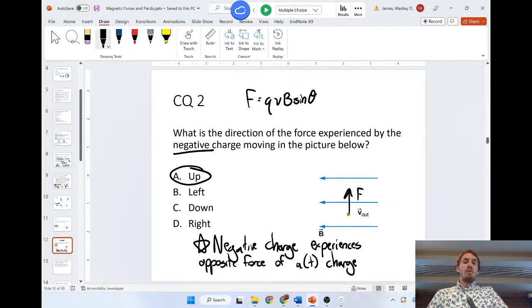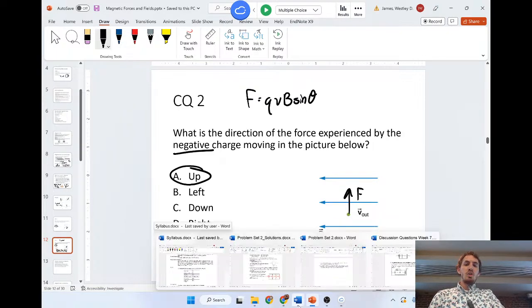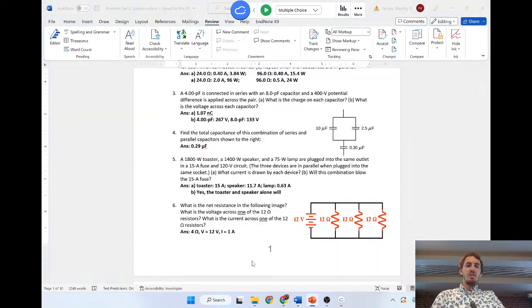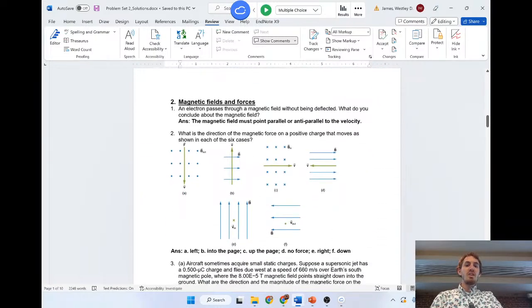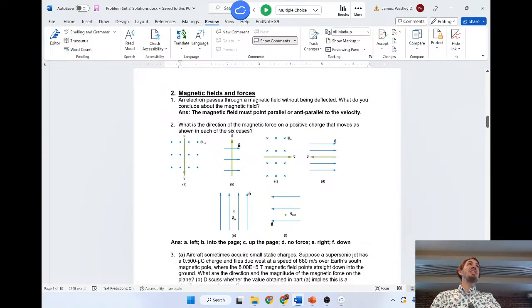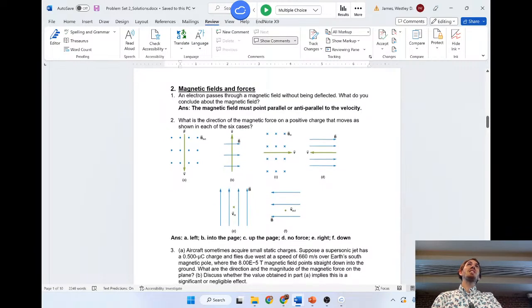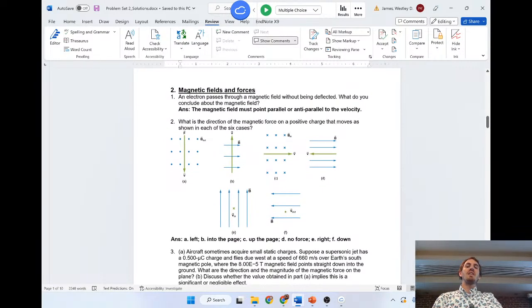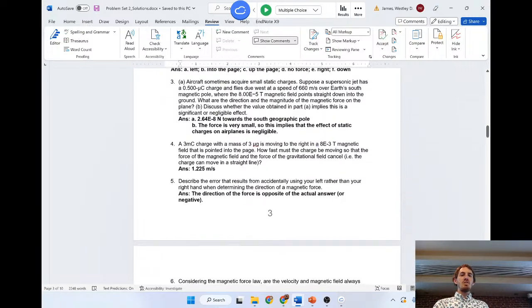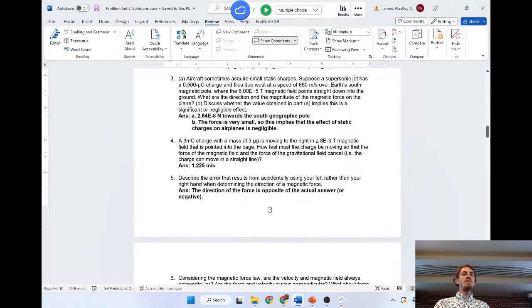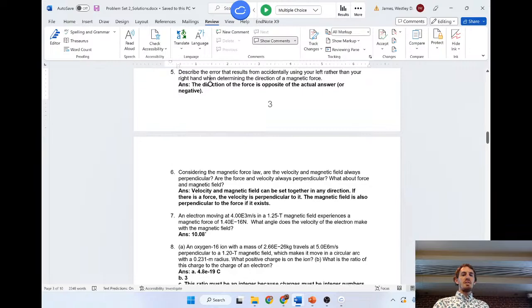So, I just want to show you all the problem set in case you haven't looked at this section. Most of this section is doing this. Most of this section is not math. Number 2 is literally just 6 different examples of practicing this. Yes, number 3 is math, and we're going to do some of these. Number 5, concepts.